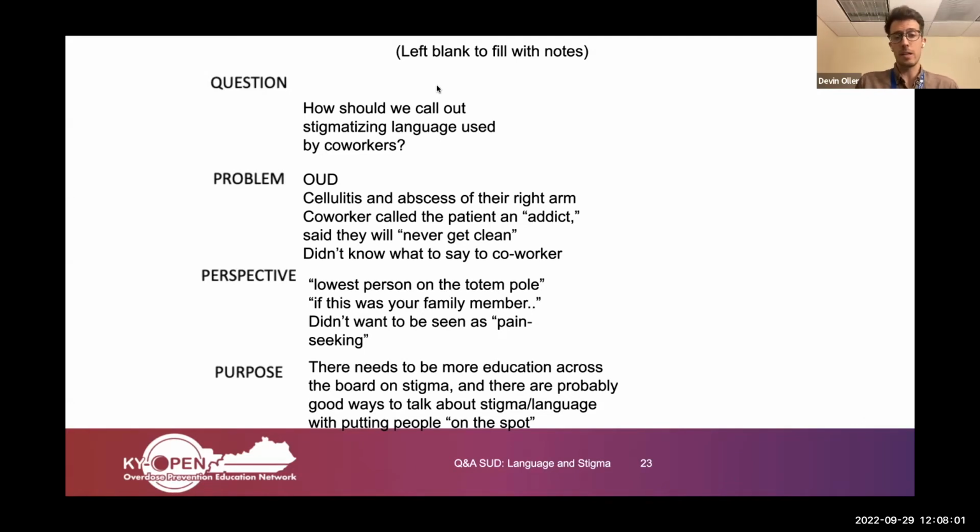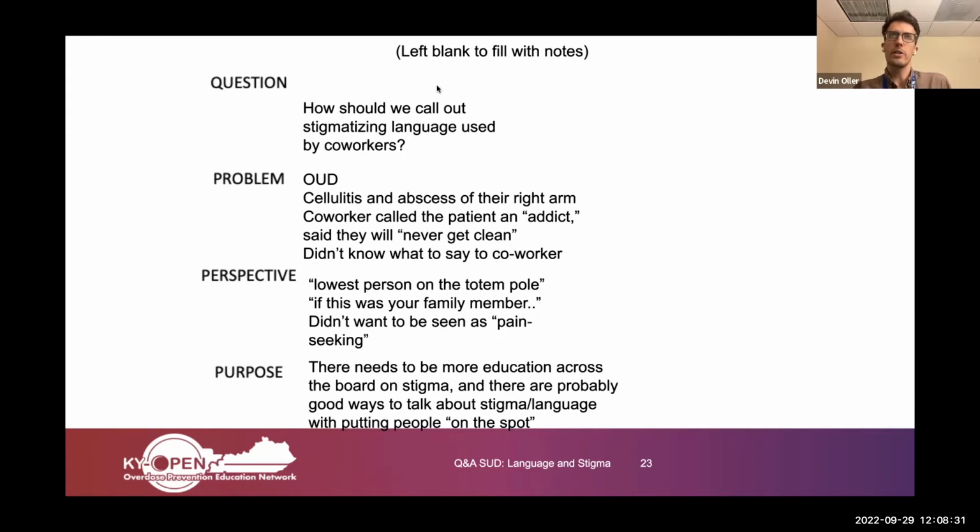And we know that stigma represents a barrier to them getting effective care and sometimes seeking help as well. And I think we are all on the same page that we want to try to get as many people as possible into the care that they need. So sort of aligning around that shared mission that this person likely has.